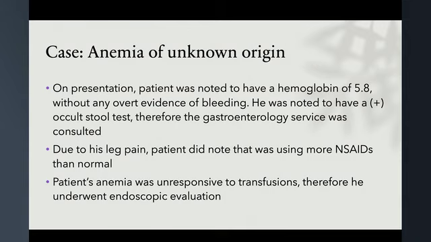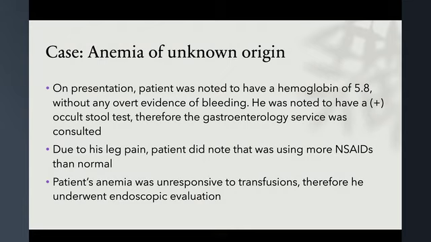His prior hemoglobin was 12 to 13. He did not report any overt bleeding, and there was no evidence of bleeding on his initial presentation. However, he was noted to have a positive fecal occult stool test, and therefore the gastroenterology service was consulted on admission. Due to his leg pain, the patient did report that he was having increased use of NSAIDs for his pain.